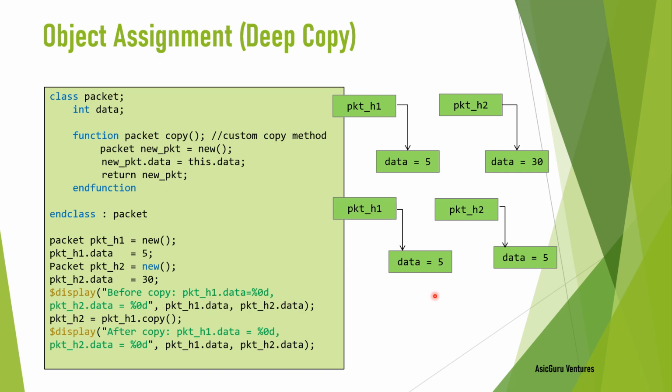In the diagram also, initially both handles P1 and P2 were pointing to different memory locations with values 5 and 30 respectively, and after copying still both are pointing to different memory locations but their data value is the same. So deep copy is mainly preferred when you want to work with modified versions of an object in your test bench, but at the same time you want to preserve the original data.